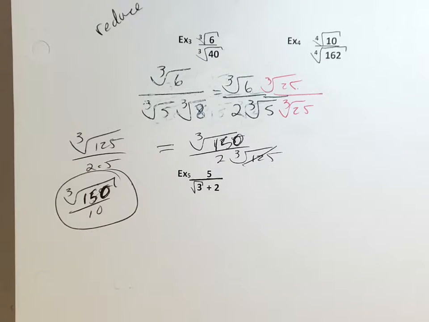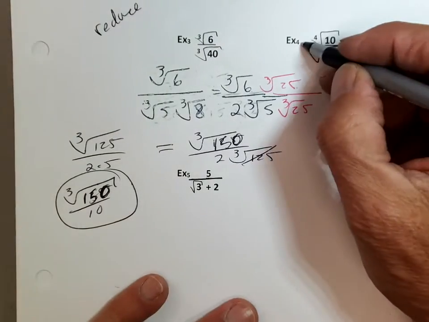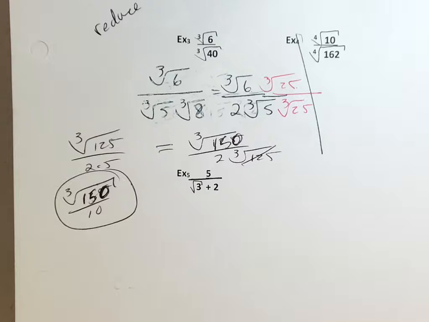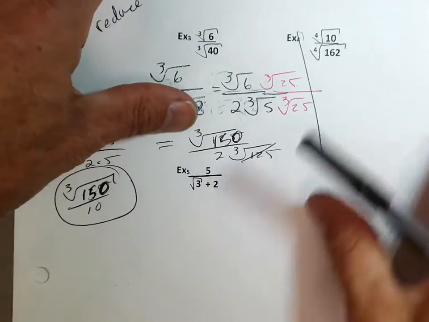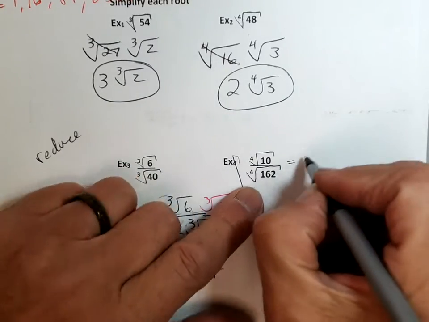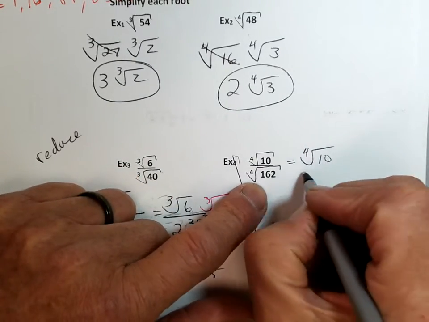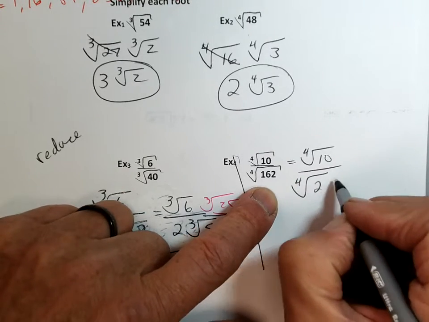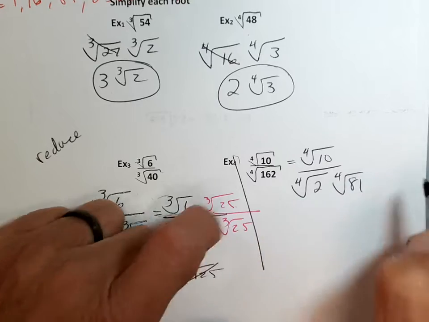I see something, example 4. Do you guys see anything in example 4 at all? 81. Okay, I see 81. 81 is one of these, right? It's perfect cube. No, it's a perfect fourth. I go back up to here. 81 is a perfect fourth, right? Let's go down. Oh man, these are hard. So fourth root of 10 over the fourth root of 2 times the fourth root of 81. Okay.